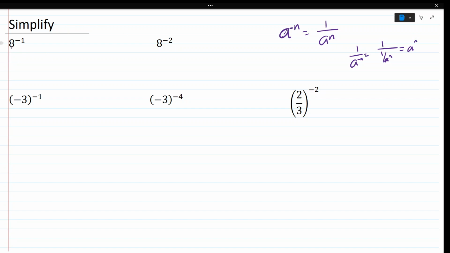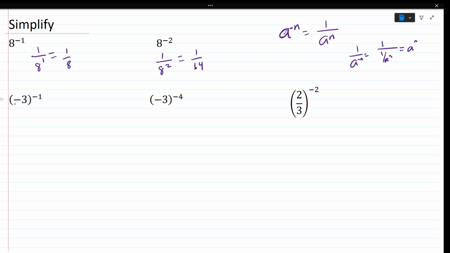So this 8 to the negative 1, that would be the same thing as 1 over 8 to the first, which would just be 1/8. The 8 to the negative 2, that would be 1 over 8 squared, which would be 1 over 64.